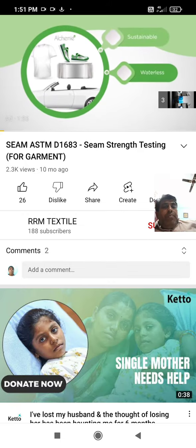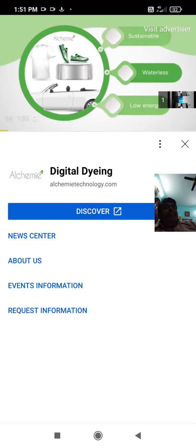Welcome to the sustainable, waterless, energy efficient textile dyeing revolution.